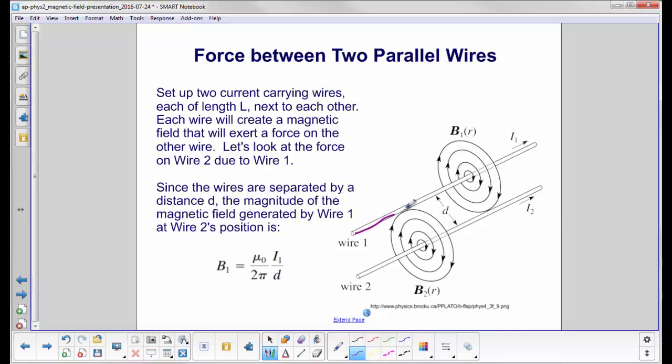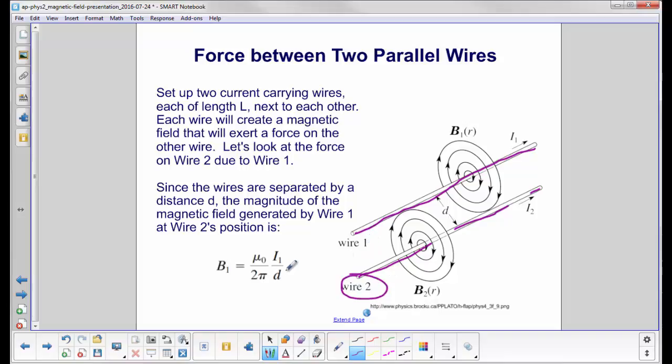Here's wire 1. See how the current I1 is going that way? Here's wire 2. They're parallel, and that's going that way. Each wire will generate a magnetic field. Now what happens if this wire is generating a magnetic field and this current carrying wire is within the field? It's going to feel a force. So let's start with finding the force on wire 2 due to wire 1.